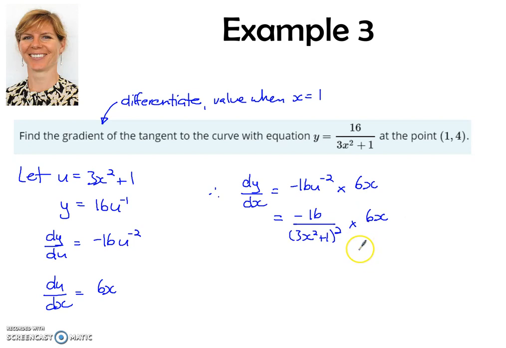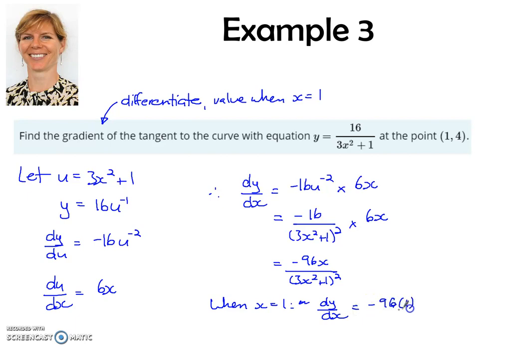Okay, and I want to find out what is that when x equals 1. So I can simplify it and say, well, this is negative 96x over 3x squared plus 1 all squared. Okay, and then when x equals 1, I'm going to get dy/dx is negative 96 times 1 over 3 times 1 squared plus 1 all squared, and that will give me negative 6. So the gradient of the tangent at the point x equals 1 is negative 6. It's quite a steep negative gradient there.